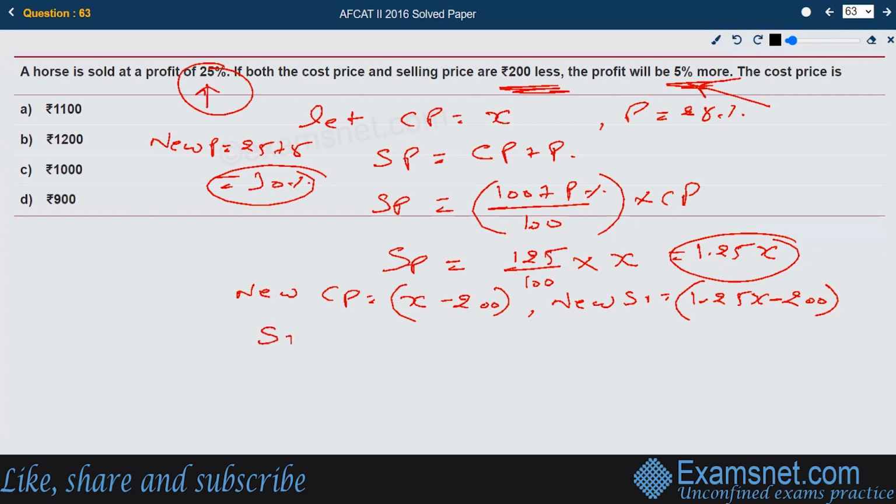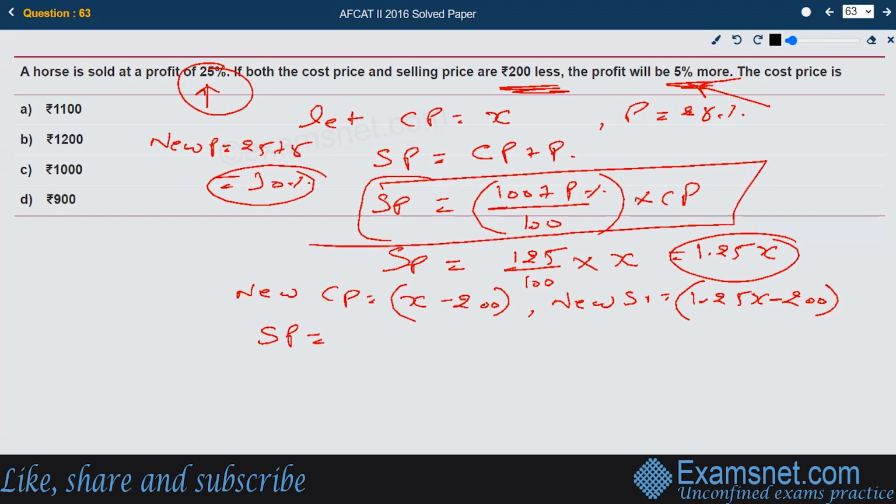That means selling price should be, if you use this formula again, the selling price is equal to 100 plus profit percent over 100, into cost price. So the new selling price should be 100 plus 30 over 100, because the new profit is 30, into new cost price. This should be the connection between new selling price and new cost price, because the new selling price is 30% more than the cost price. The profit has been 30%.